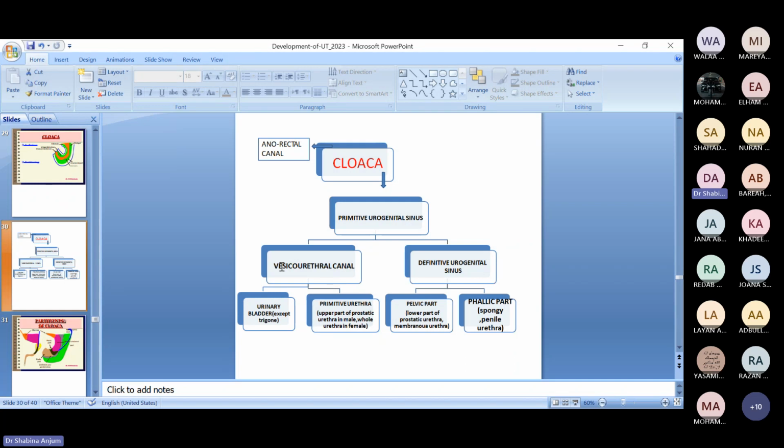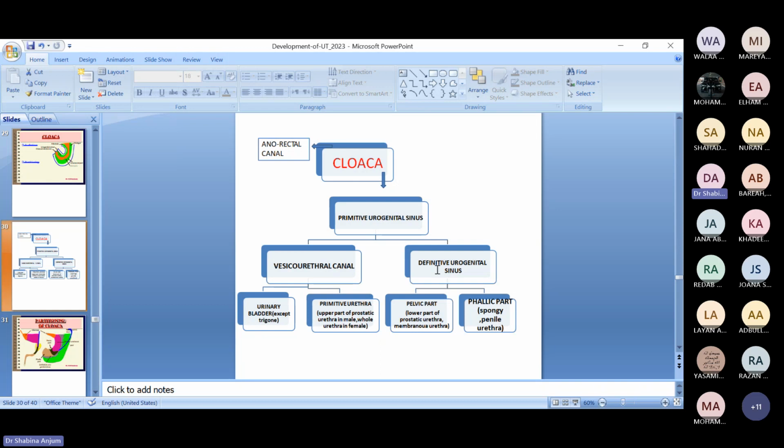The name vesico-urethral canal itself suggests it, if you see carefully. Vesico means what? Urinary bladder. Urethral means the urethra. So it will give rise to the primitive part of the urethra, like the upper part of the prostatic urethra in male, but in female, the whole of the urethra.